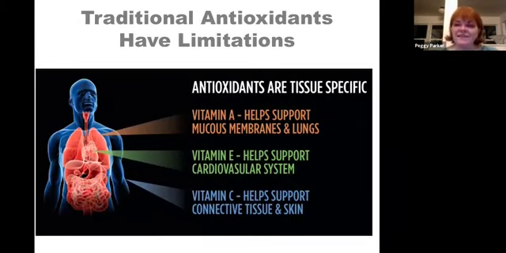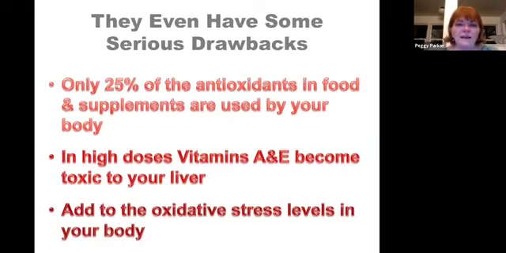I learned that antioxidants have some very big limitations, that antioxidants are tissue specific. So vitamin A helps support mucous membranes in lungs, but it doesn't do anything for your cardiovascular system. And vitamin C supports your connective tissue and your skin, but it doesn't really help your mucous membranes and lungs. And vitamin E helps support your cardiovascular system, and it does help with some healing in the skin, but it does not help your mucous membranes and your lungs. So they're very tissue specific. So it's really incumbent upon you to try to have the right balance of all of these particular vitamins. But antioxidants in the form of food and supplements even have some serious drawbacks.